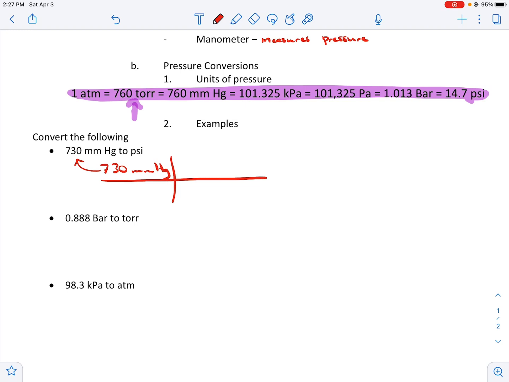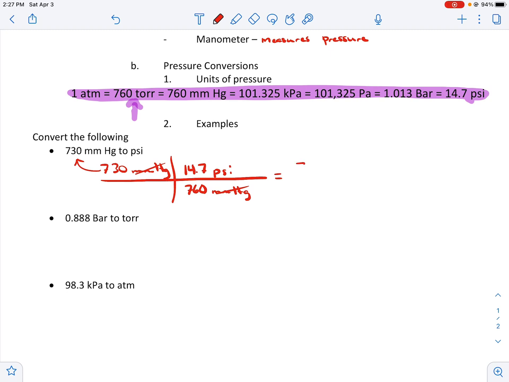Just like we did on our multiple ratio, we're going to put where we're going on top and where we've been on bottom. So we're going to put 14.7 PSI because that's what we're looking for. On bottom, we're going to put where we've been, which is mmHg. And if we look, mmHg cancels. Now we're ready to calculate.